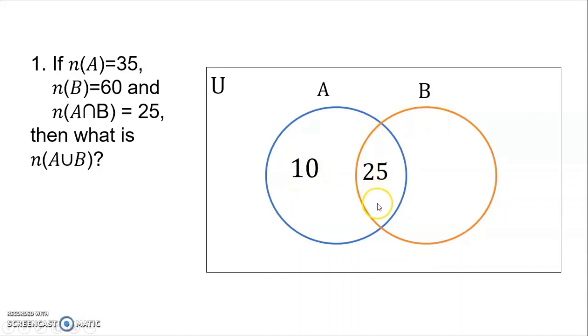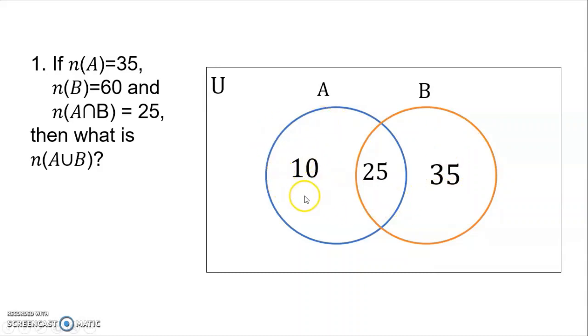And then, for the cardinality of set B, it says there that it's 60. But you already have 25 here. So, ilan idadagdag kay 25 to get 60? That would be 35. Or, you could simply subtract 25 from 60. So, 60 minus 25 is 35. Okay? So, kita na natin dyan.